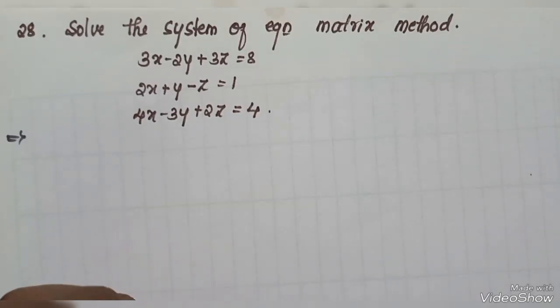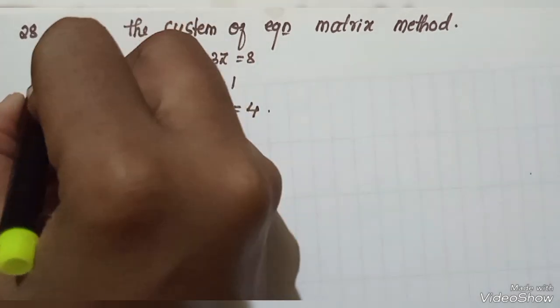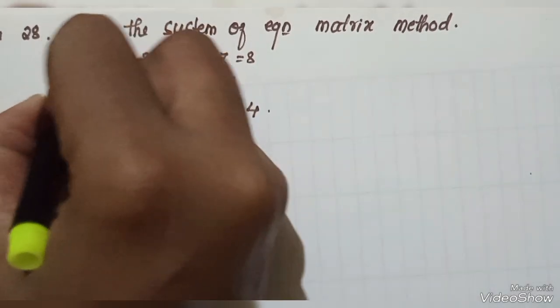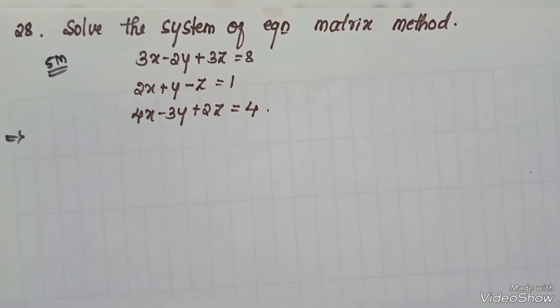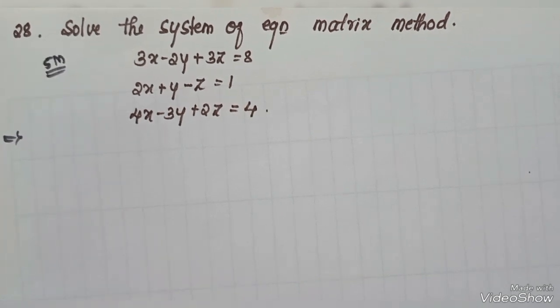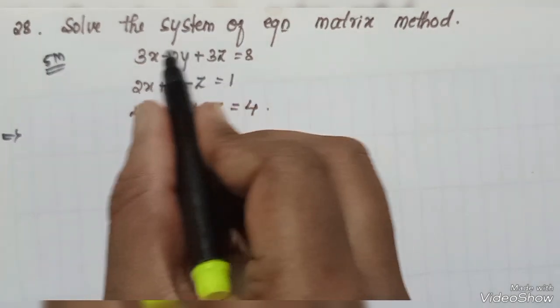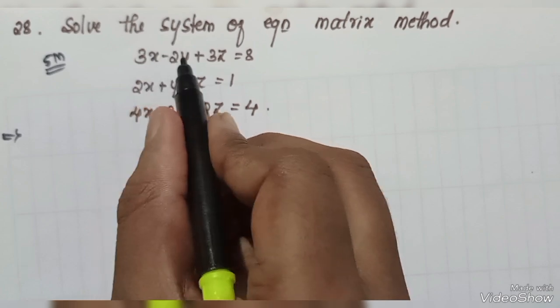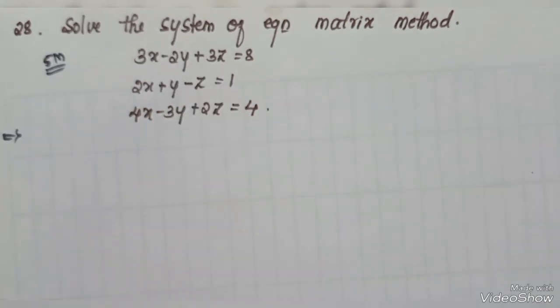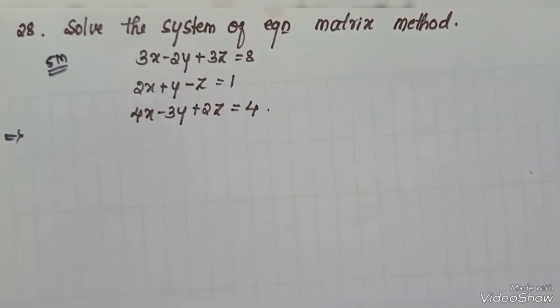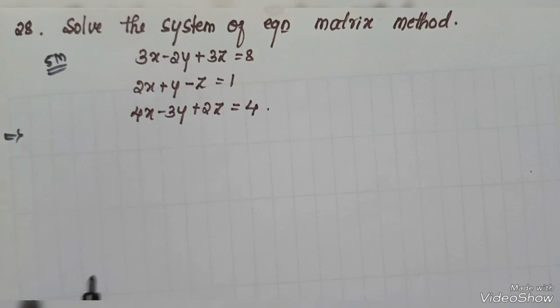Here is example number 28: solve the system of equations by using the matrix method. This is one of the important 5 marks questions in the midterm as well as the annual exam. Here they gave 3 variables x, y, z. We have to solve the system of equations by using the matrix method.